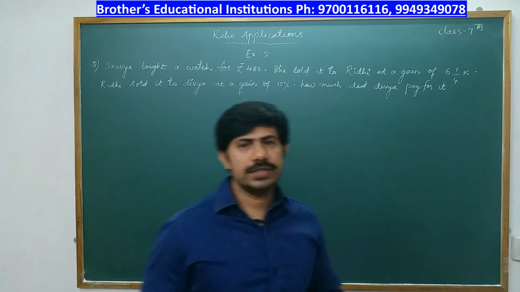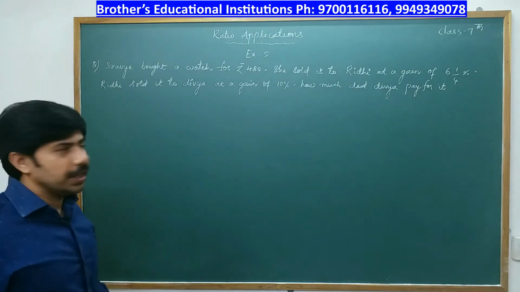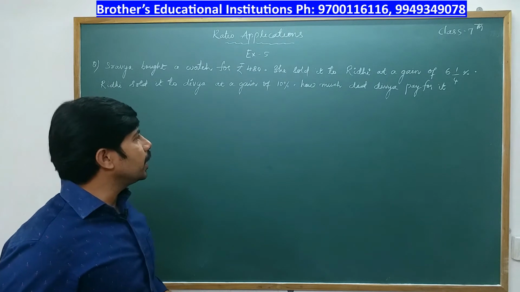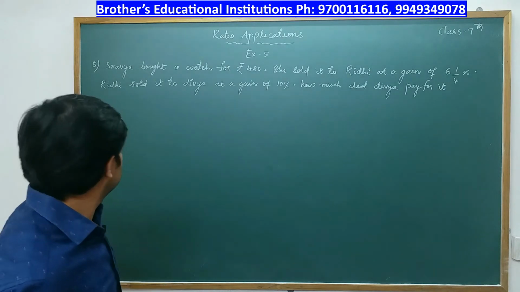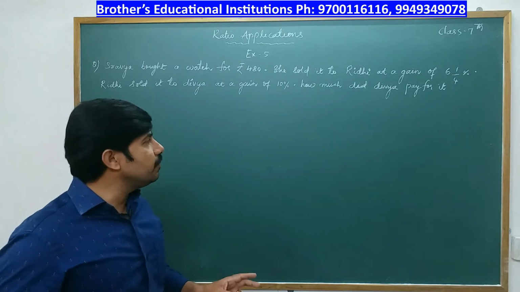So in today's class, the first problem is: Shravya bought a watch for rupees 480. She sold it to Riddhi at a gain of 6 1/4%, and Riddhi sold it to Divya at a gain of 10%. How much did Divya pay for it?